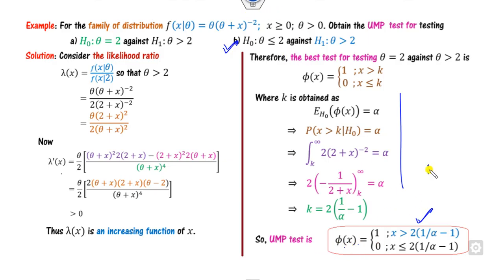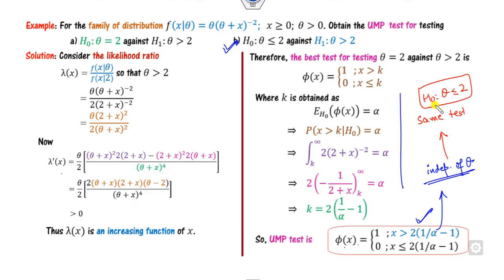This UMP test is independent of theta. It clearly says that this is totally dependent upon alpha, but it is independent of theta. It means the same test is used for H0: theta less than or equal to theta naught. That is, the right answer of B is also the same one. If you want to solve it in a similar manner, you can start with them. Otherwise, you can start from here.